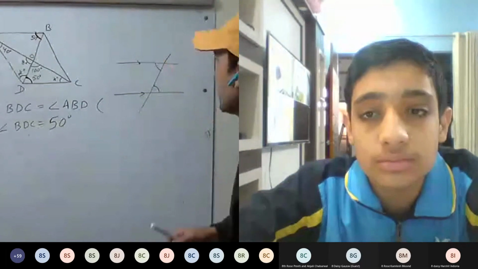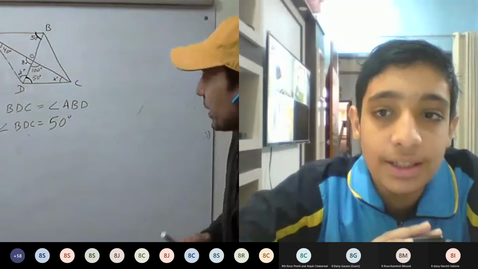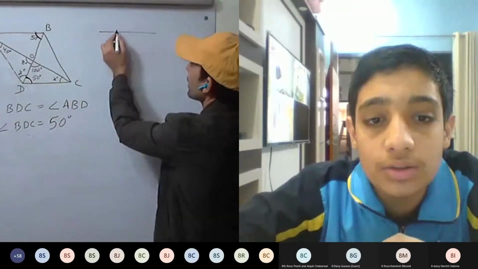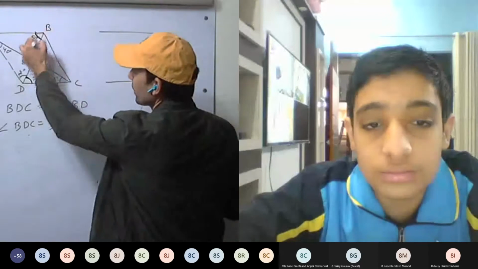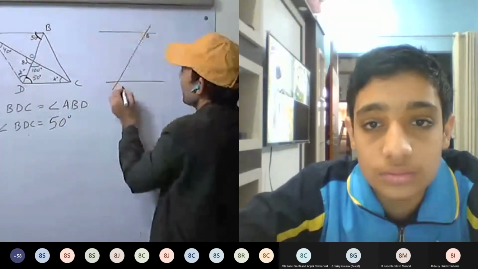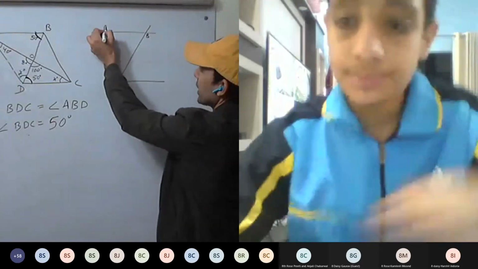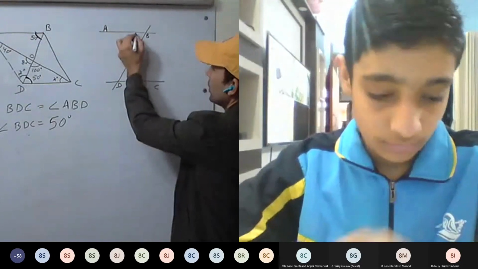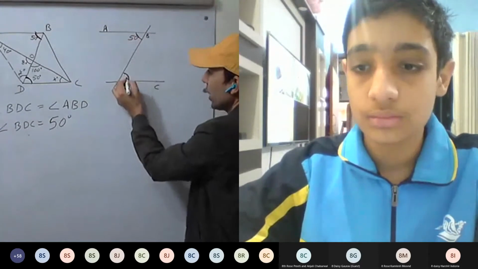Okay, how is it written? X plus 50 plus 100 equals 180. If I draw the AB line, this is the DC line. Now see the BD line, B here, D here. Is this fine? A we can take here, C. So this angle is how much? 50 degrees. So this angle will be how much?